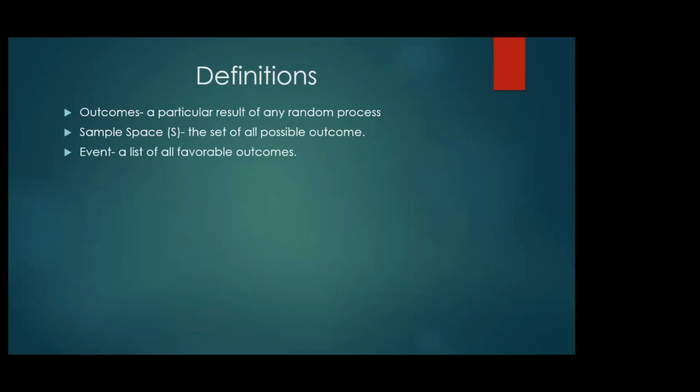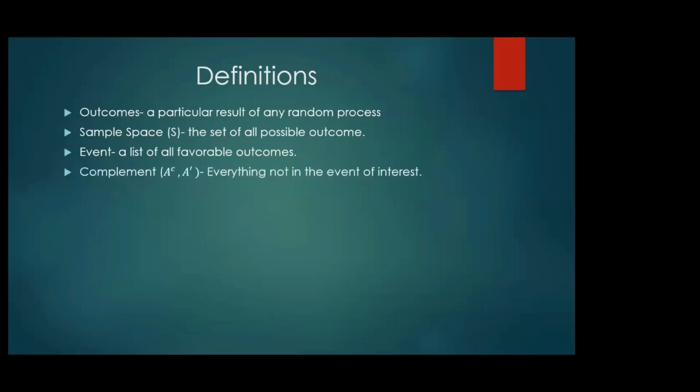Next, the event is a list of all favorable outcomes. So if you have a sample set of, say, gender, maybe male and female, and you want to know how many of the persons are male, the probability of male, that will be the event that you're looking for. While your sample space would be male and female, because that's your target audience.